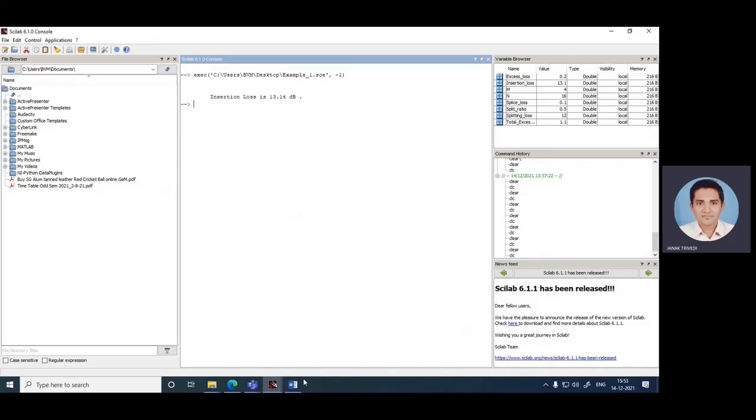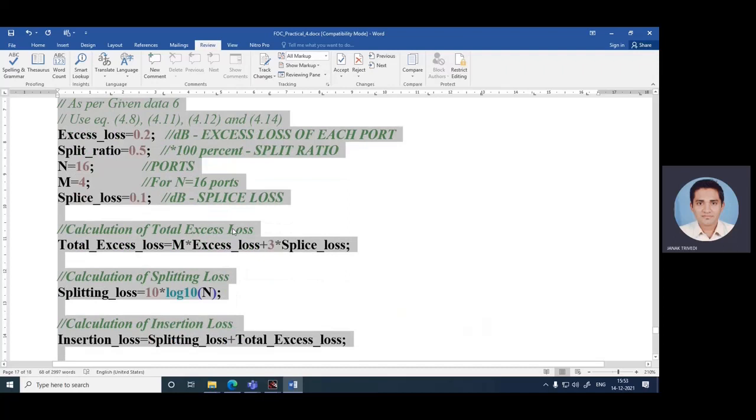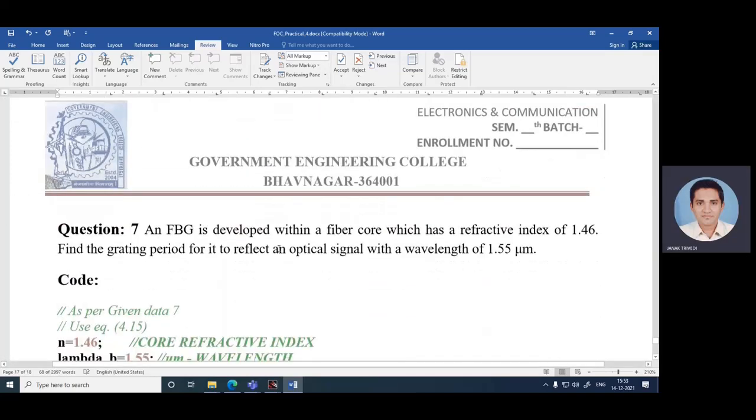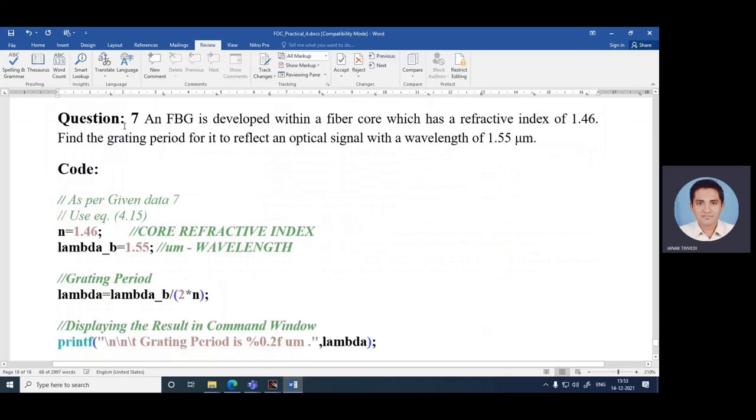And once again I remind you to first calculate by your own with the help of pen and notebook, and then try to run this command with the help of Scilab. Okay, and I think this is the last example maybe.